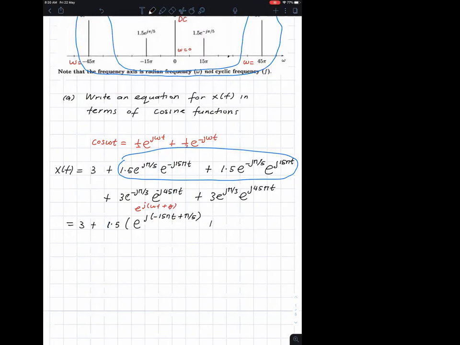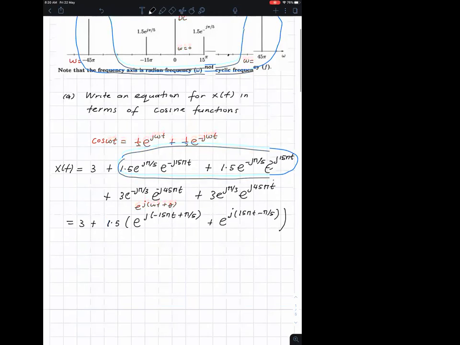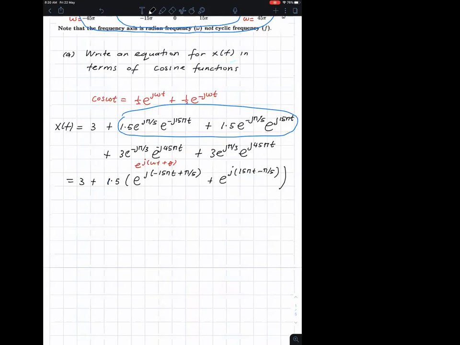For the other part, e to the j, same thing again. I'm going to just leave this as 15 pi t minus pi over 5. Okay, close the parentheses.